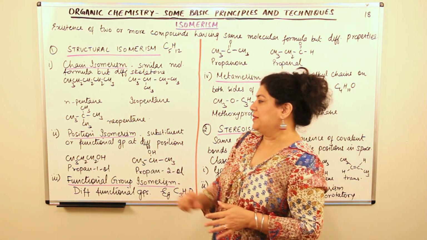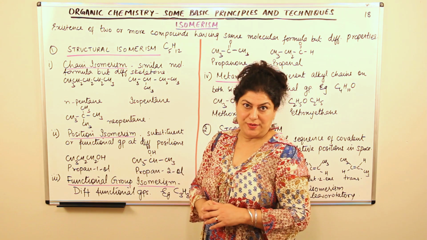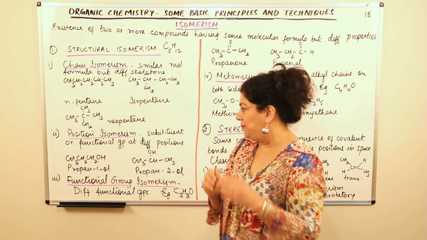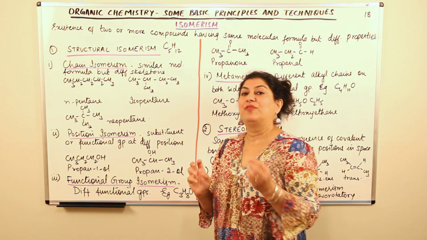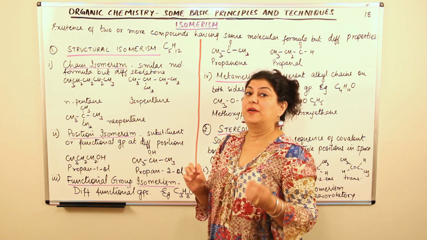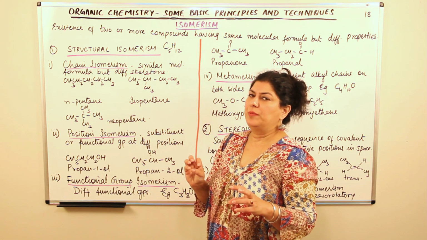The next isomerism is position isomerism. As the name suggests, the name itself tells you the position. If you have a substituent or a functional group, and I've told you what functional groups are in video number 8, I guess.